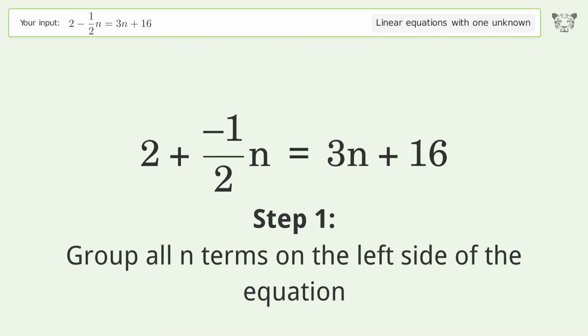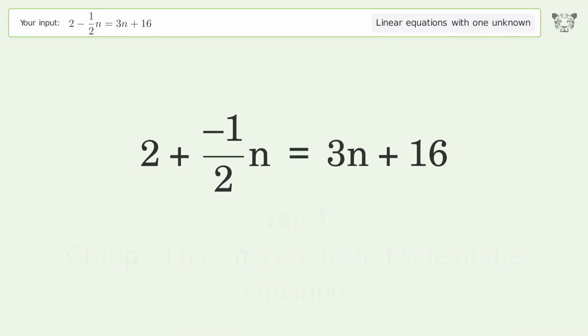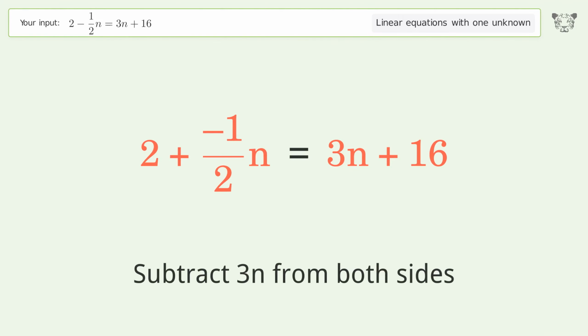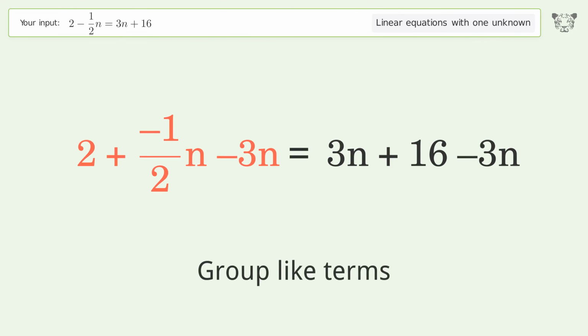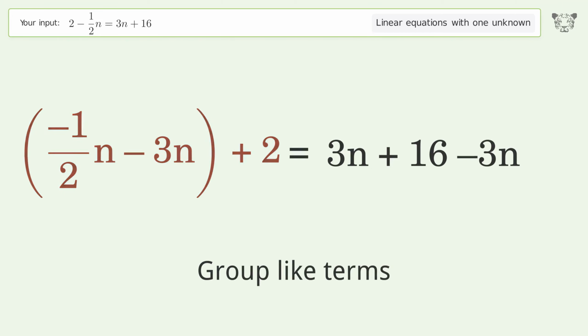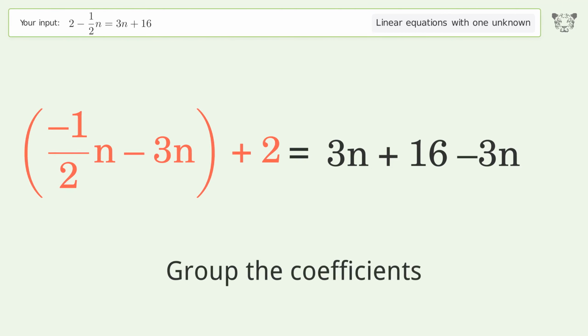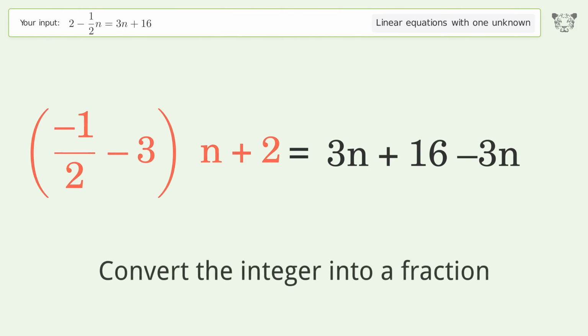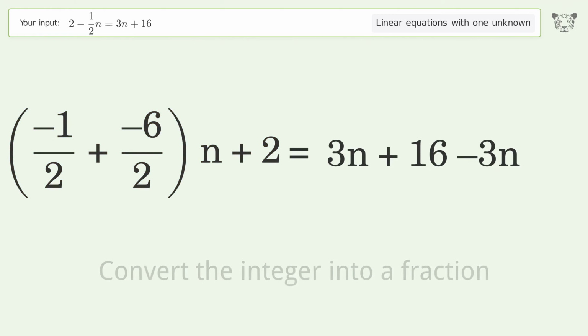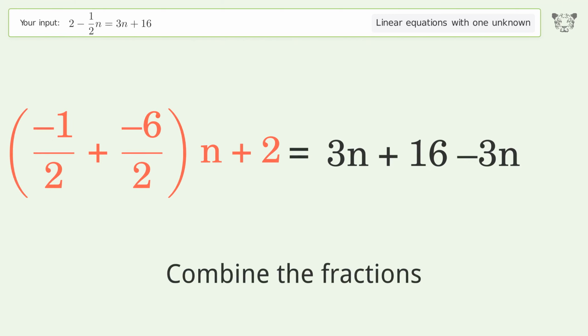Group all n terms on the left side of the equation. Subtract 3n from both sides. Group like terms. Group the coefficients. Convert the integer into a fraction. Combine the fractions.